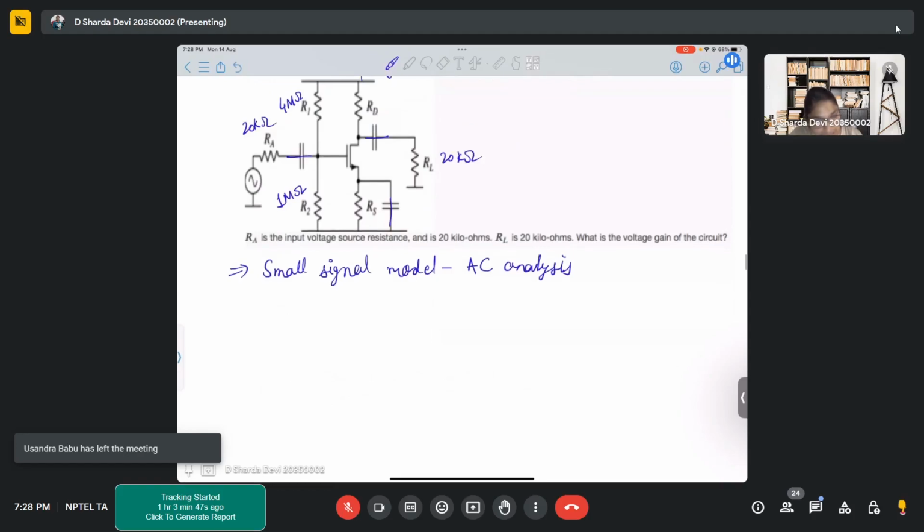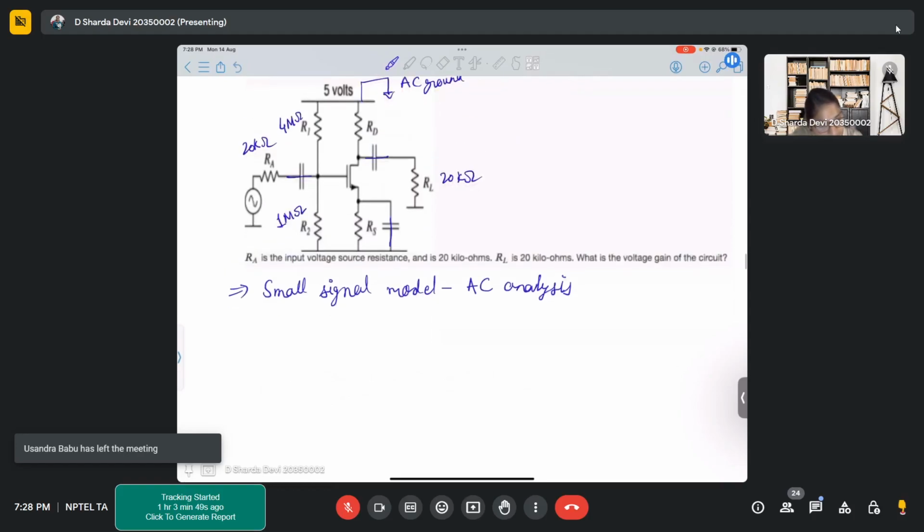So how does your circuit actually look after this? Your circuit would look somewhat like this: RA, R1, R2.